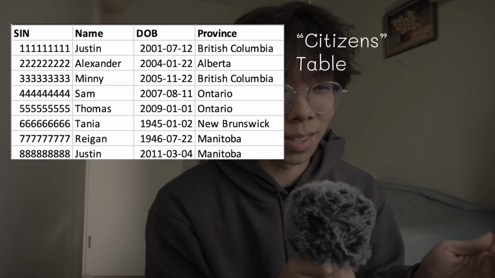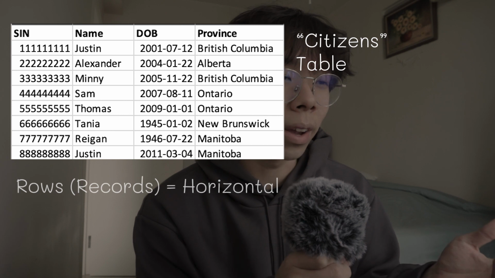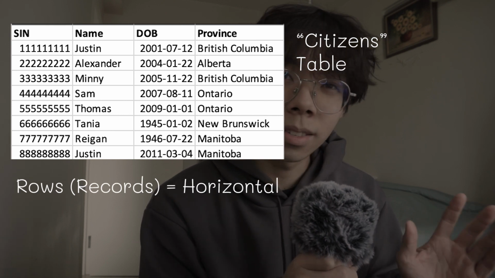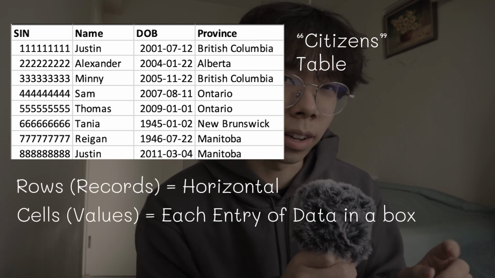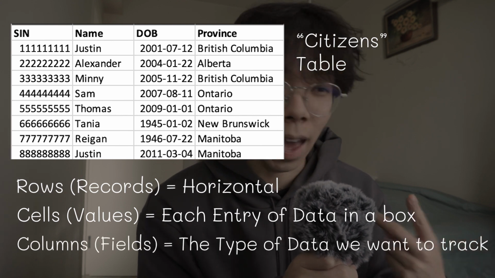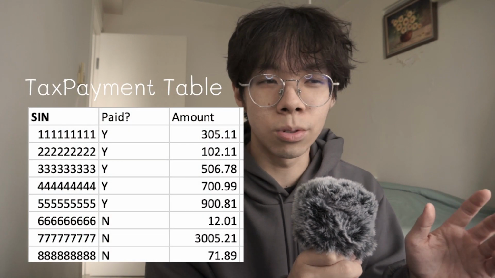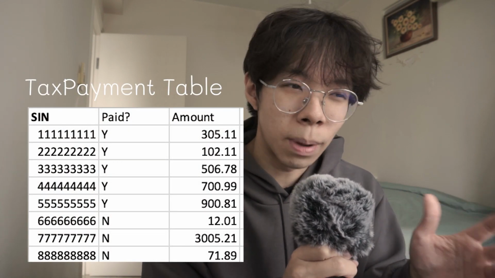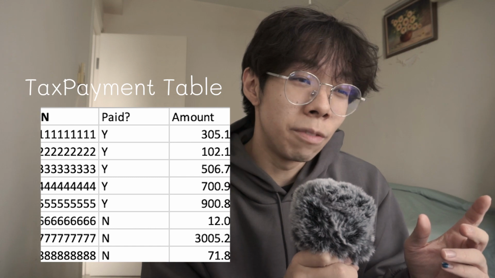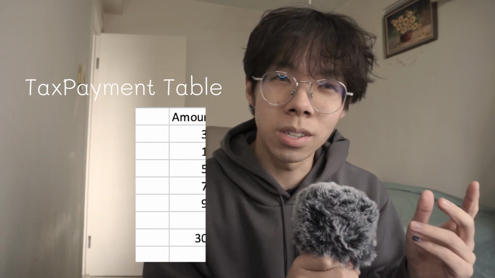You could create an Excel spreadsheet to hold all of the citizen data where each row or record is a different person and each cell contains the data that you want to keep track of for that person, their name, address, tax number, etc. But we have another spreadsheet that we use to keep track of every person's tax payment record for that year, if they've paid their taxes at all and how much they owe.